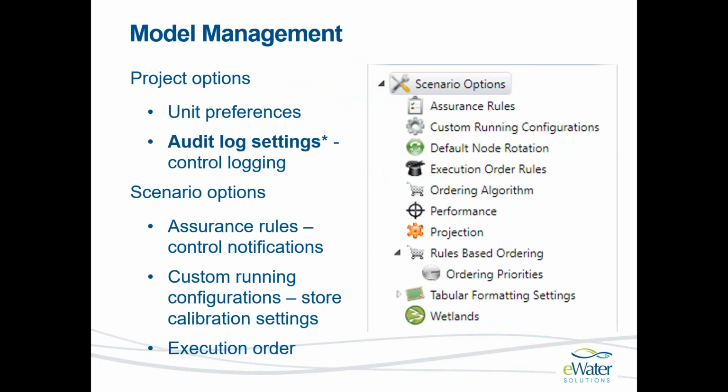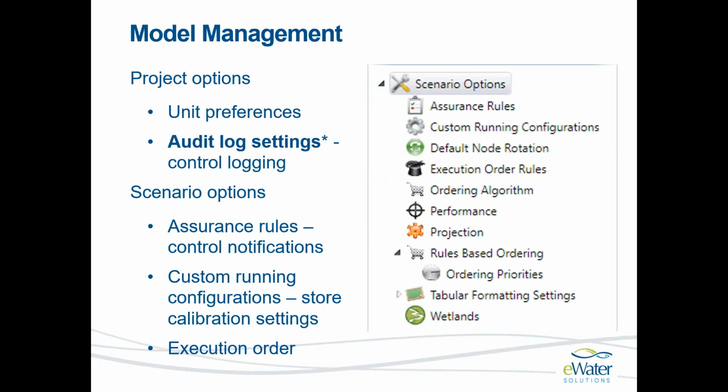To start with, I'm going to talk about the new options that we have for model management. We have two classes of options. The first are project options that affect all scenarios within a given project. These include an improved dialog for specifying your unit's preferences that categorizes unit types by things like whether they're groundwater or stream flow or rainfall data units. We also have new settings that improve your control of audit logging, and you also have the ability to delete audit logs, which can reduce your project size.